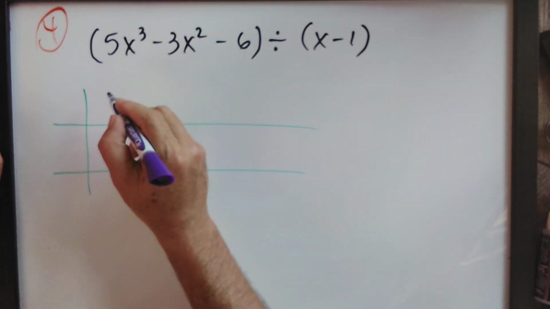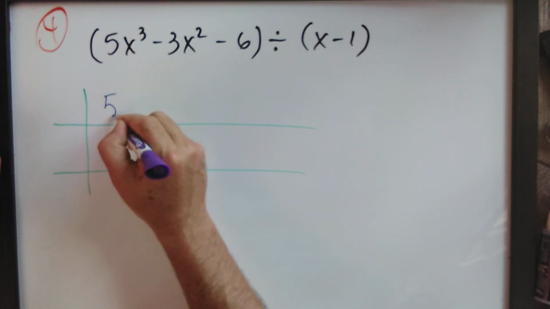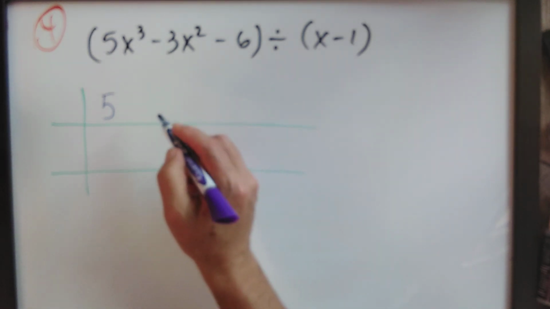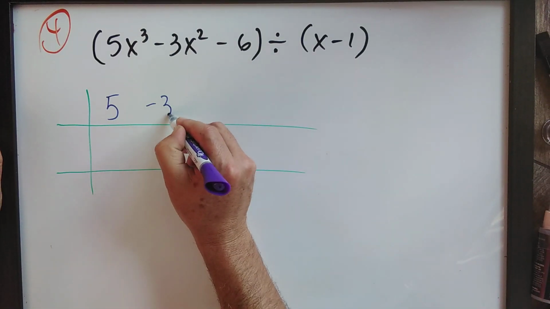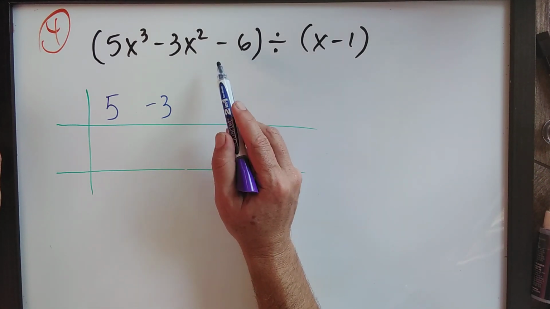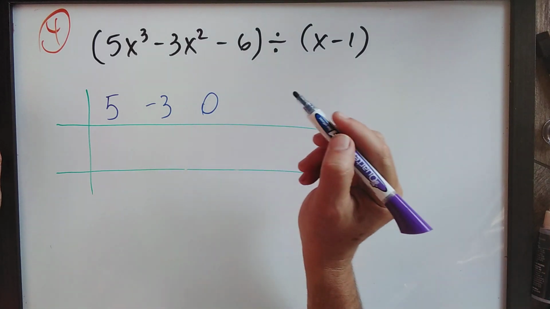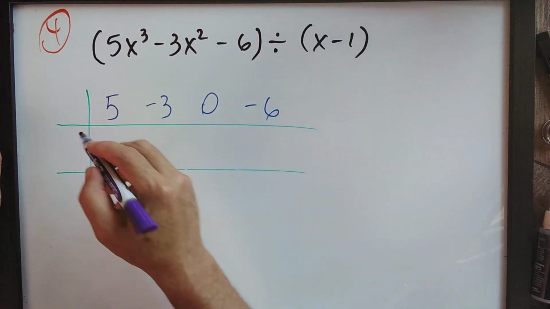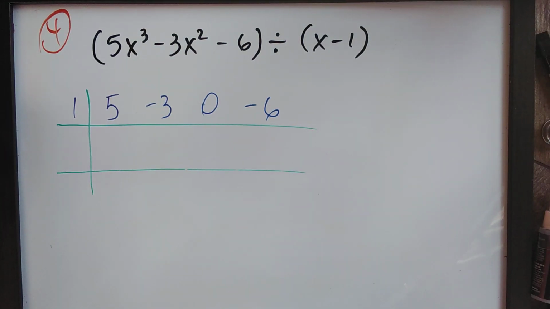I got the x to the third, 5, that's a coefficient, and then x to the second has a -3 coefficient, and then I notice that I'm missing the x in between these two terms, so I'm going to use a 0 for that, and then -6. The opposite of that is +1, and that's it.